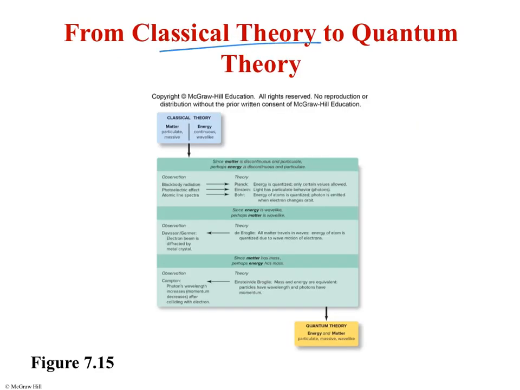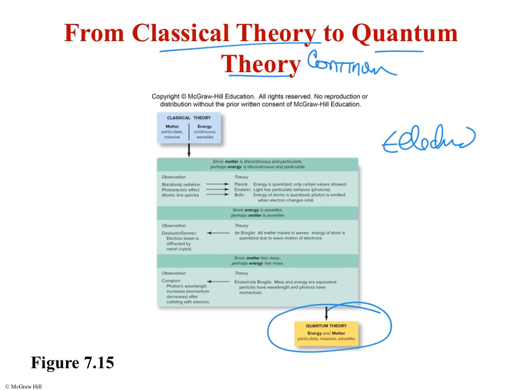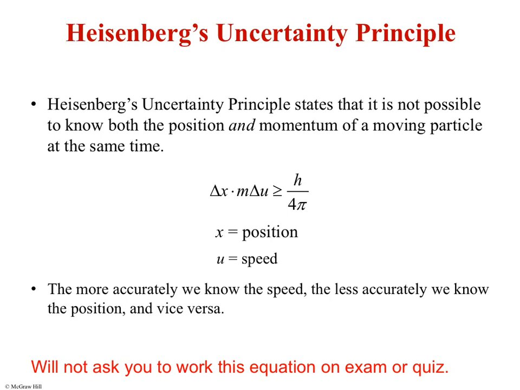So classical theory is continuum, and quantum theory is how electrons travel. And so you can see this is merging for energy and matter to be also wave. And so Heisenberg, another scientist at the time, said that it is impossible to know both the position and the momentum of a moving particle at the same time.